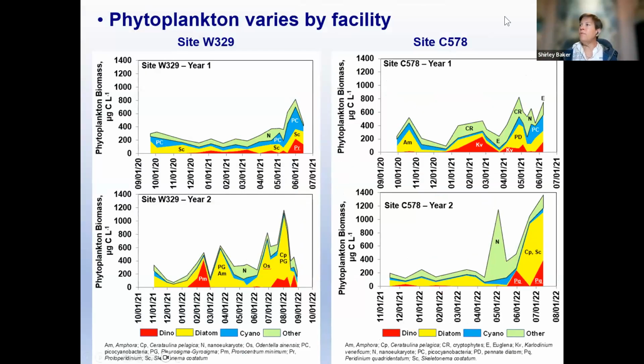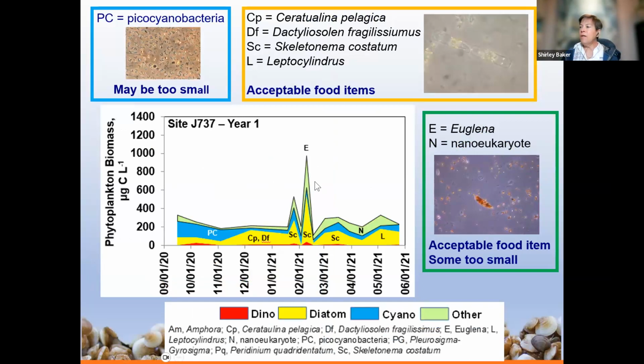Now, phytoplankton also varied by facility because they're in different locations, drawing from different water. Here we have site W329, and we have site C578. This one in year 2, for example, had a lot of diatoms, and that varied depending upon the year and the site and the month. So let's pick apart one of these graphs.